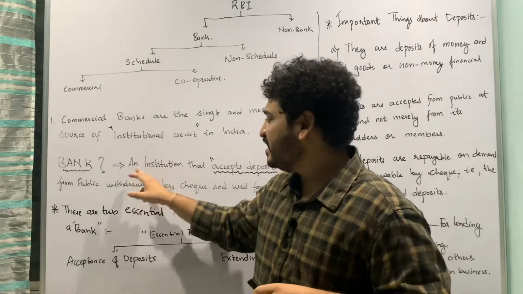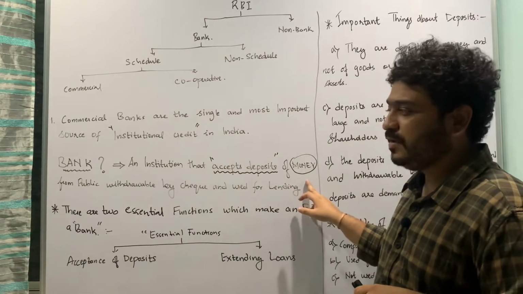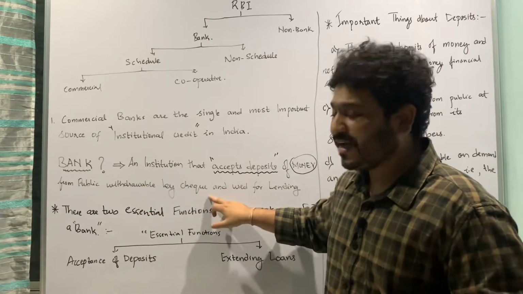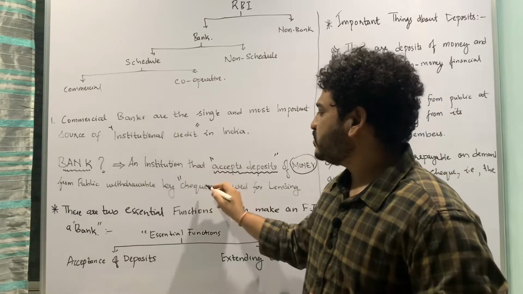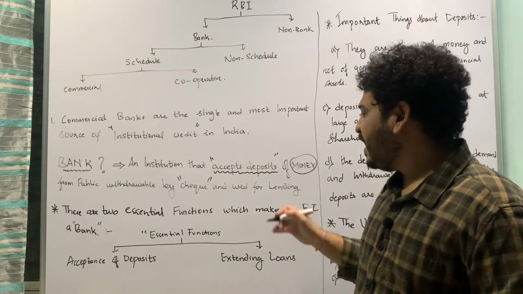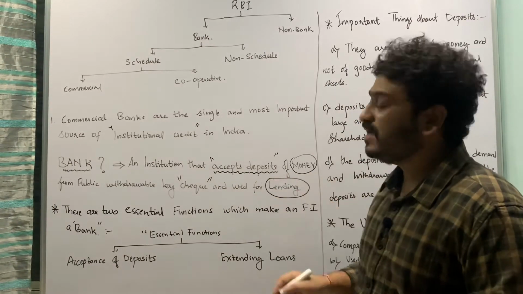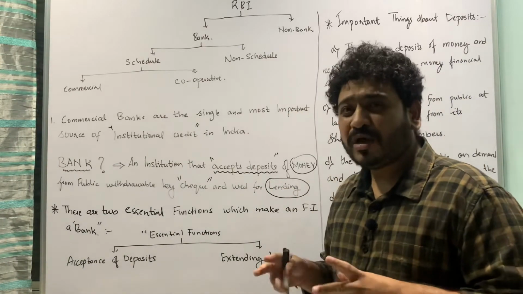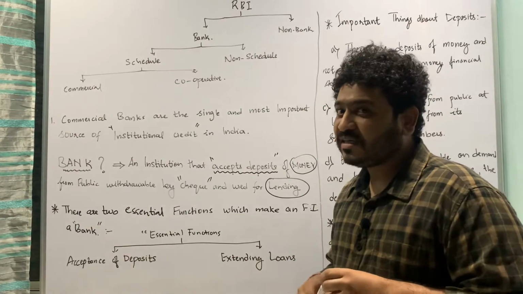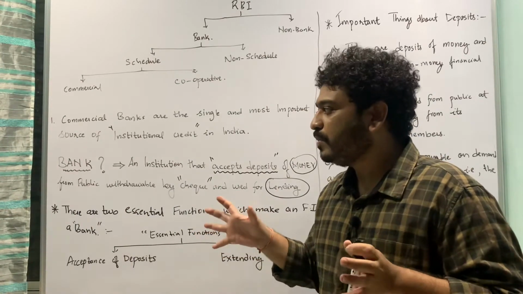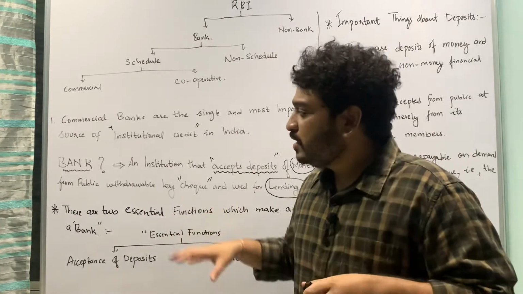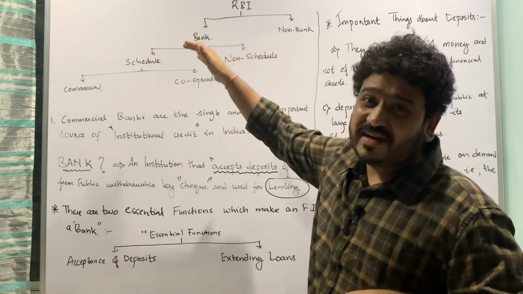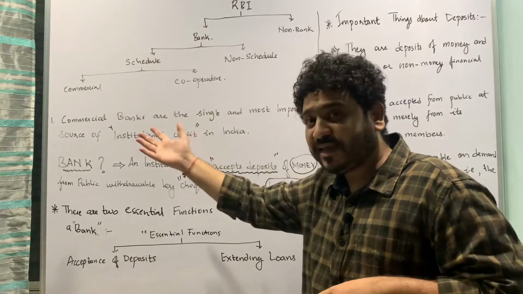So a bank is an institution that accepts deposits of money from the general public, withdrawable by cheque. How can I withdraw that? If I am depositing money, it is withdrawable by cheque and it is used for lending by the bank. Here there are two essential features describing a financial institution to be called a bank. When you look at financial institutions, I hope you can recollect that I classified financial institutions into banking institutions and non-banking institutions.